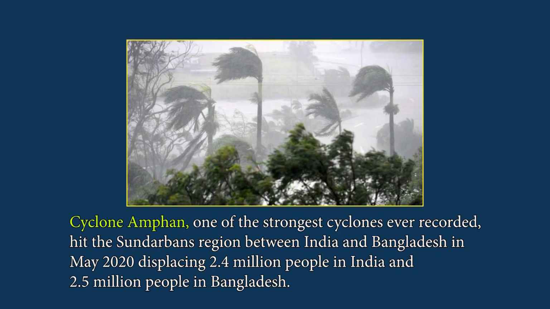So that kind of disruption of regular life would happen if climate change actually happens. Now let me give you one example. Cyclone Amphan, one of the strongest cyclones ever recorded, hit the Sundarbans region between India and Bangladesh in May 2020. It displaced 2.4 million people in India and 2.5 million people in Bangladesh.